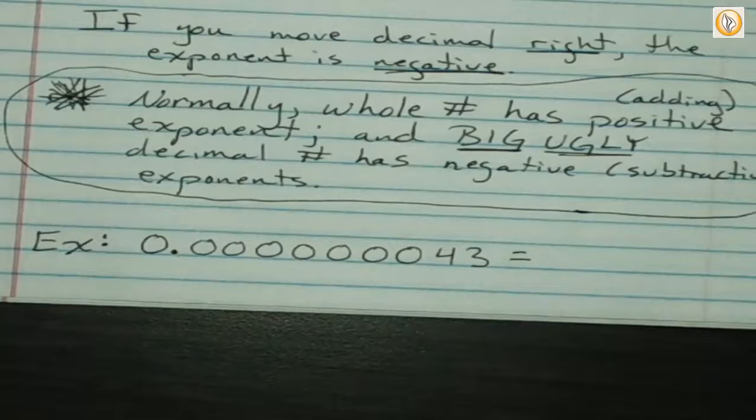Seriously. Chap is not amused yet. Is that big and ugly? Can it happen with non-zero? Like if you just have a point and then 1, 2? We'll talk about that. Okay. Big ugly.